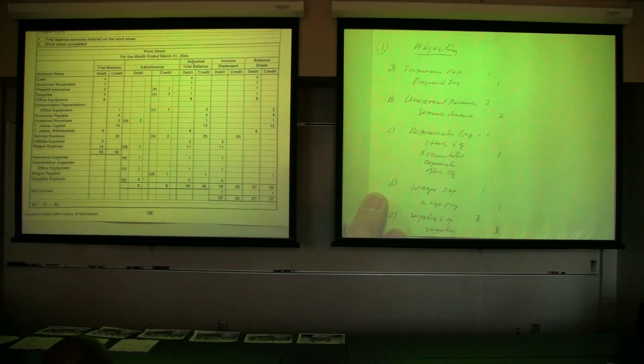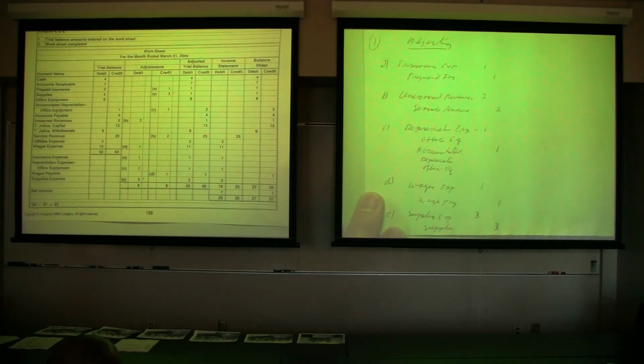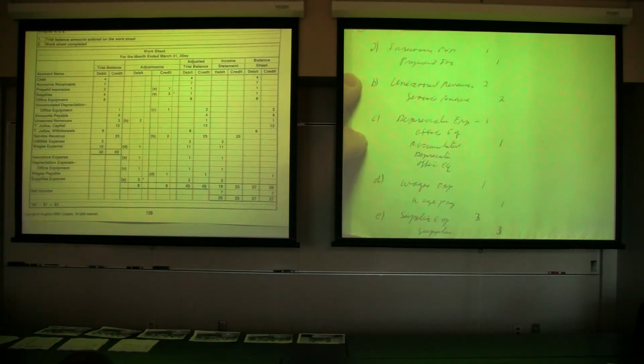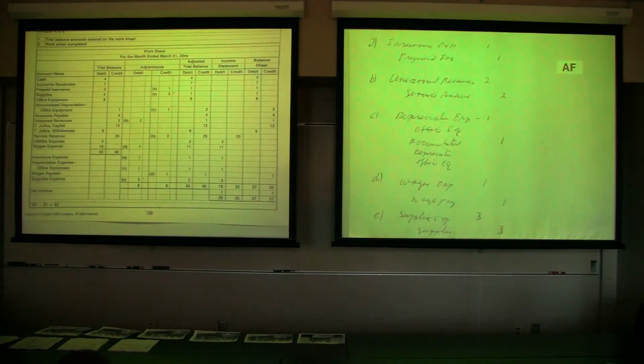By the way, the letters and the order may be a little different, just because it was done in class, but you should be able to make use of it. So you just write the word adjusting, then you do the journal entries. If you write adjusting, there's no need for any further explanation. Good enough.